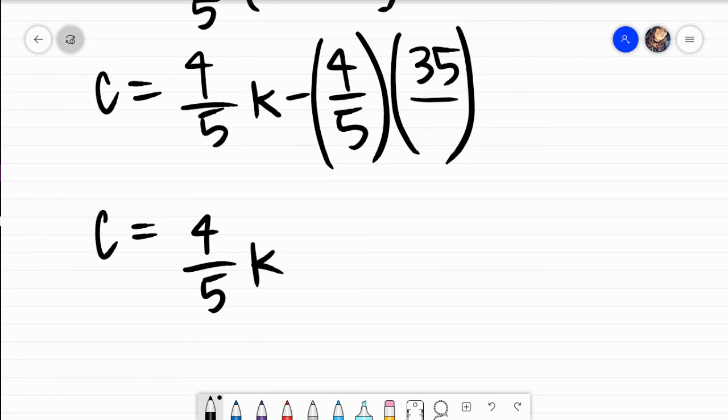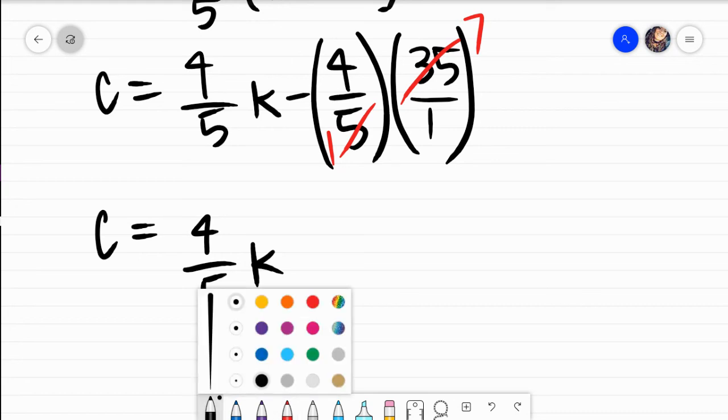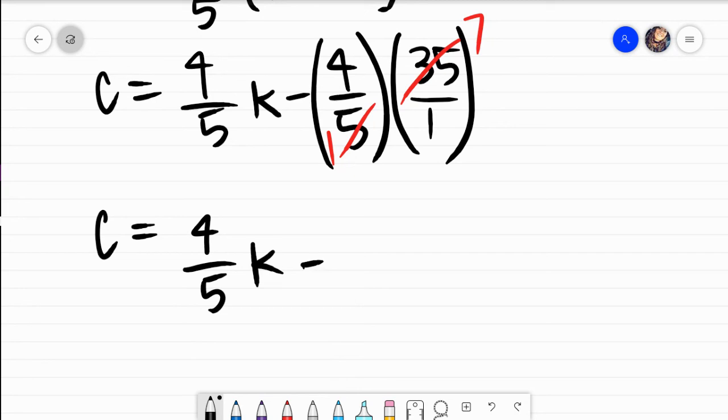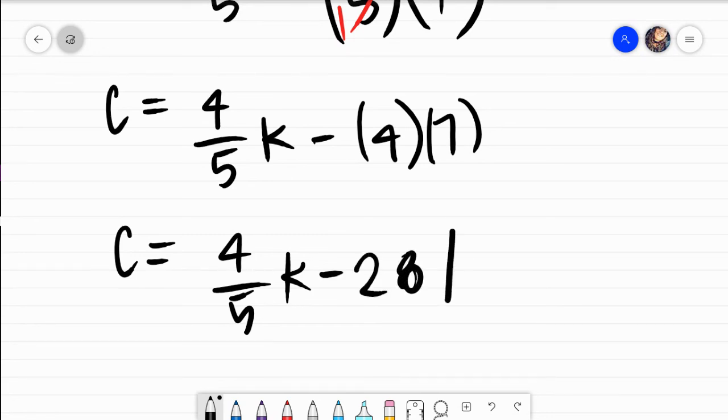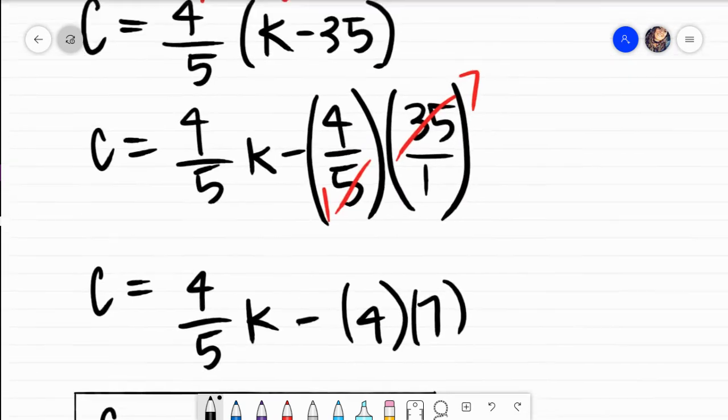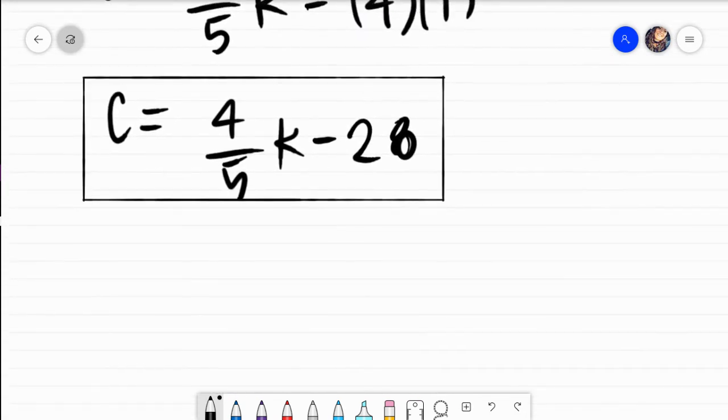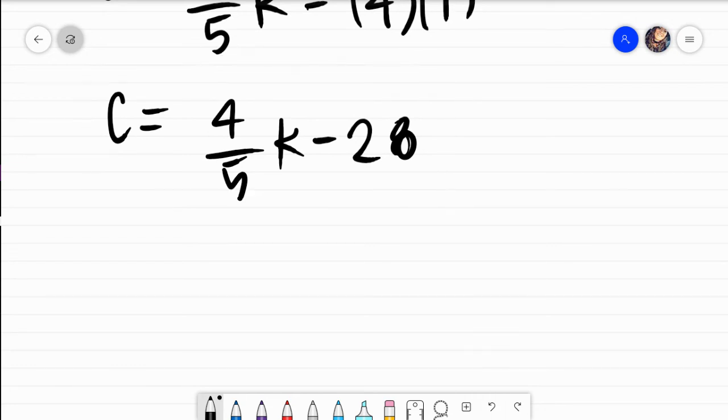And then here, that can be written over 1, right? 5 goes into 5 one time. 5 goes into 35 7 times. So what I actually have is a top minus. That is 4 times 7. So C equals 4 over 5K, minus, 4 times 7 is 28. Signs are different, so it's negative. And it says solve for K. And that is not your final answer just yet.